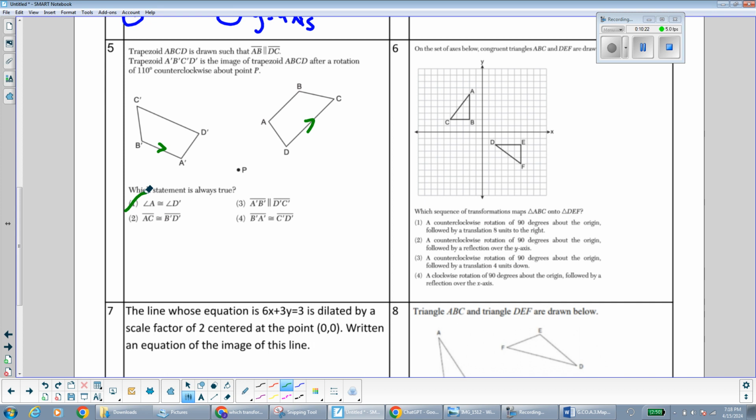BD matches up to B prime D prime. So no, they're not corresponding sides, so they're not going to be congruent on the congruent figures. Answer choice 3.